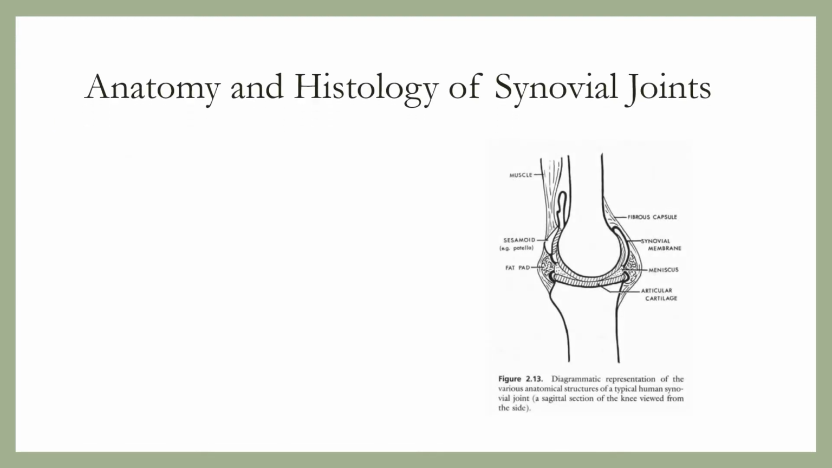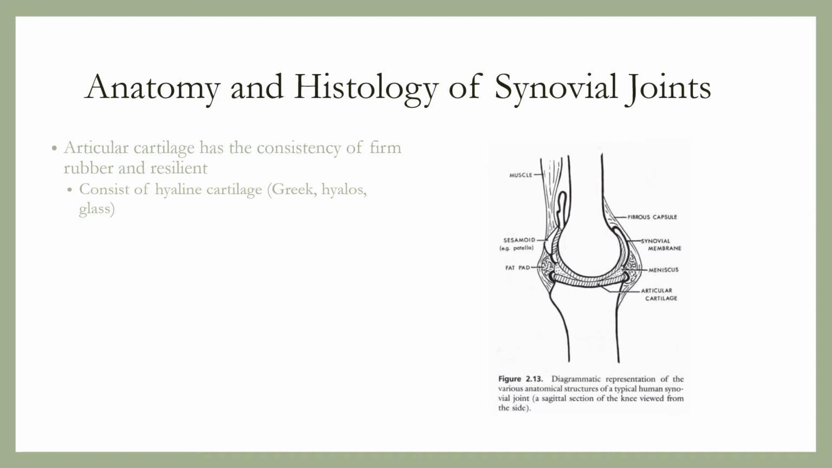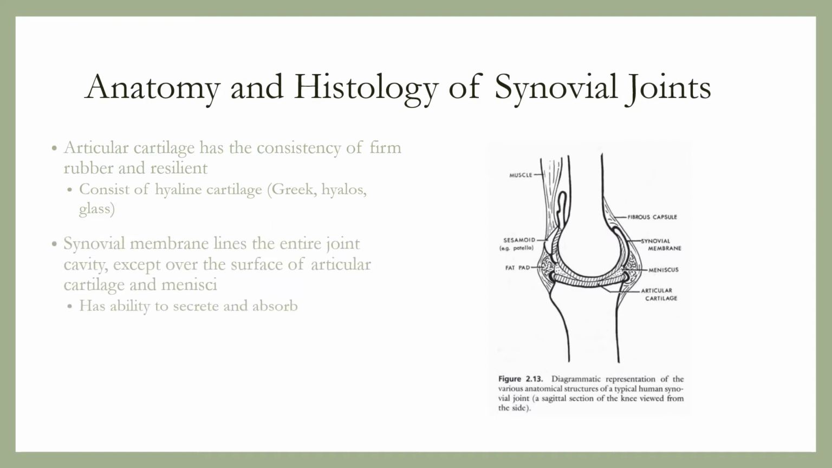Anatomy and histology of synovial joints. The articular cartilage has the consistency of firm rubber and is resilient. It consists of hyaline cartilage. Synovial membrane lines the entire joint cavity, except over the surface of articular cartilage and menisci. It has the ability to secrete and absorb.